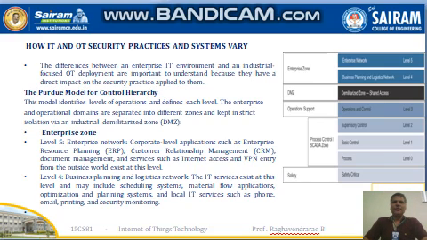Here I am discussing the Purdue model for control hierarchy. This model identifies levels of operations and defines each level. The enterprise and operational domains are separated into different zones and kept in strict isolation via the DMZ, that is, the demilitarized zone. Now there are 5 levels.